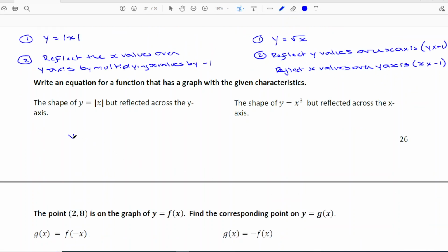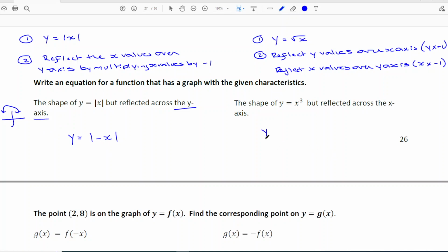So this is going to be the shape of y equals the absolute value of x, but it's going to be reflected across the y-axis. There you go. The textbook always likes to take corners. So if you're going to reflect over the y-axis, is it going to be the x values or is it going to be the y values? To reflect over the y-axis, it's the x values that are reflecting.